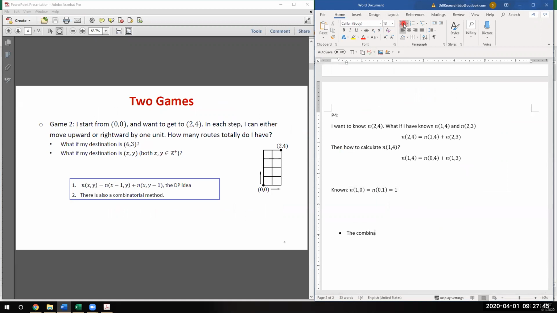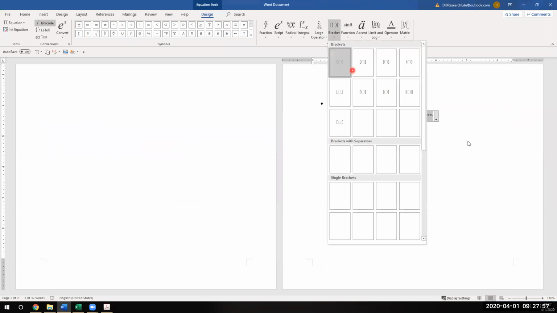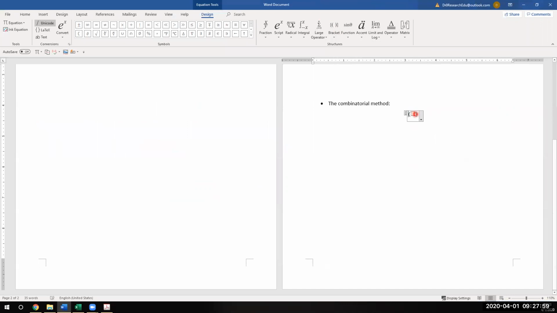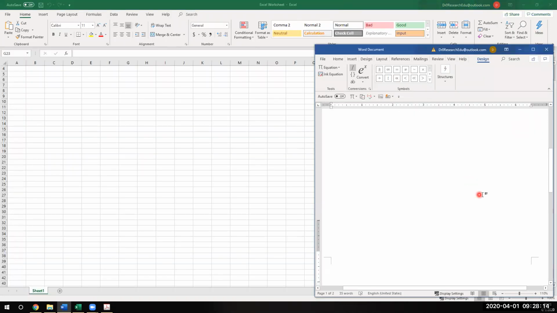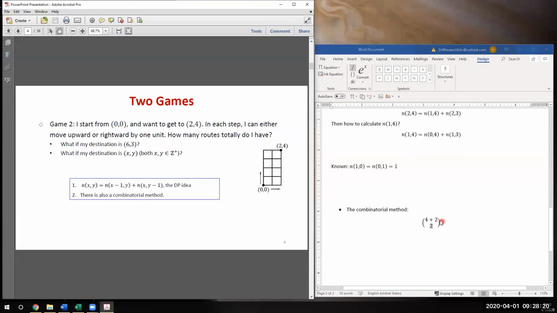Let me put it here. The combinatorial method. For the combinatorial method here, the answer is directly this. Let me first show you the answer and then tell you why this one is correct. This simply equals, let's say, what is my number here? 4, 2, right? 4, 2. So this simply equals 4 plus 2, and choose 2. Where am I? I'm here. And this equals what? This equals 6 choose 2, which is 15. So that I have 15 possibilities.